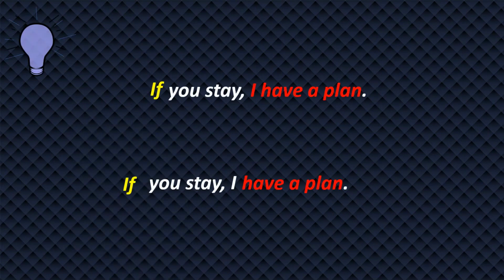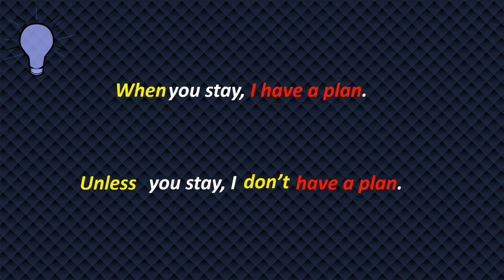If you stay, I have a plan. I change if for when and I have: when you stay, I have a plan. I don't have to change anything else in the sentence, all right? But if I say, unless you stay, I have to use I don't have a plan in order to have the same meaning. Take a look.